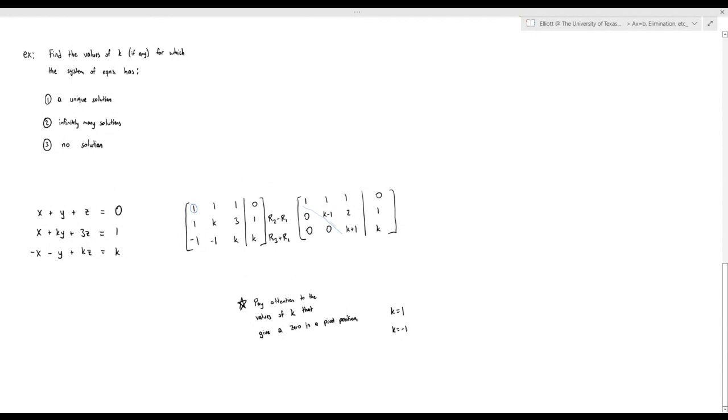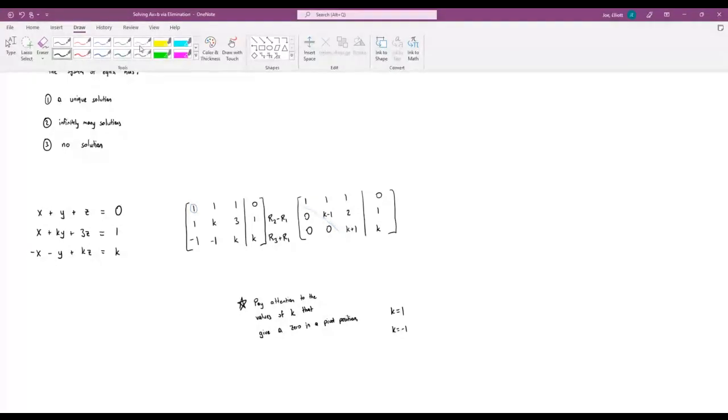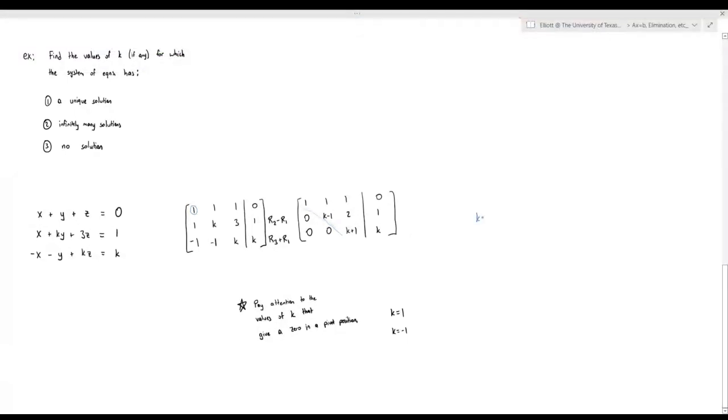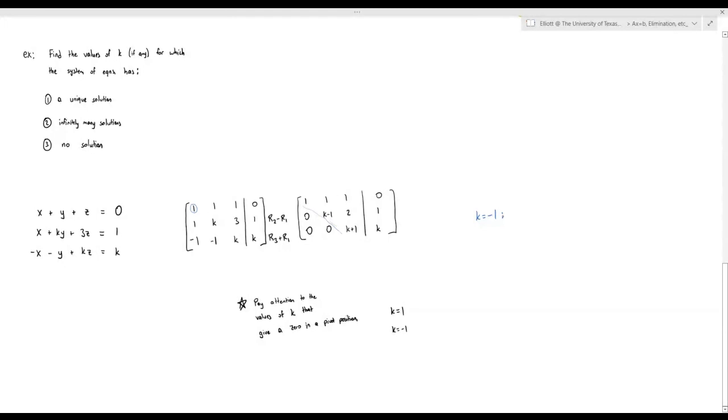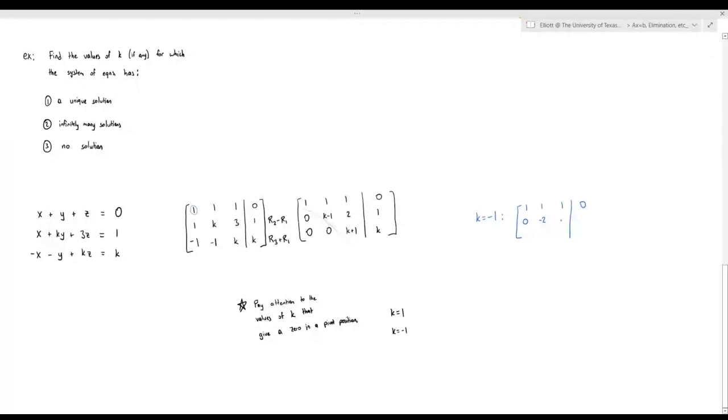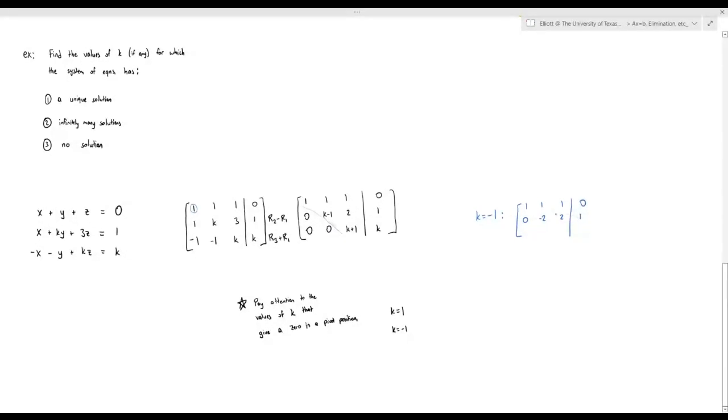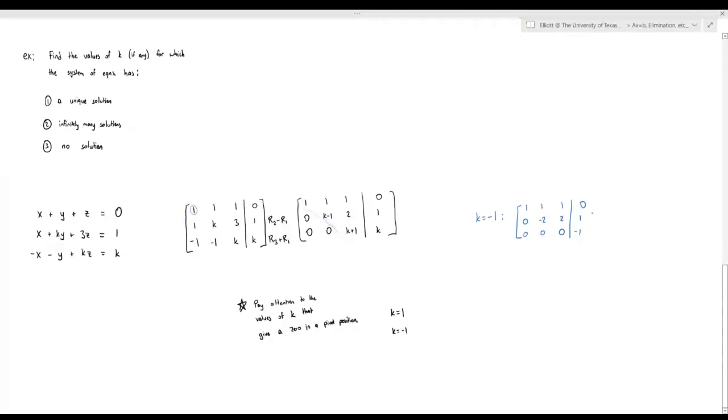So let me start with what's going on when k is -1. Here's what the matrix looks like when k is -1. I'm just going to plug in -1 for k. So this would be -2 here. And then, like I was saying, you have this 0 in the third position. So now you're missing a pivot, if you will. And then k is -1, so you have -1 on this side.